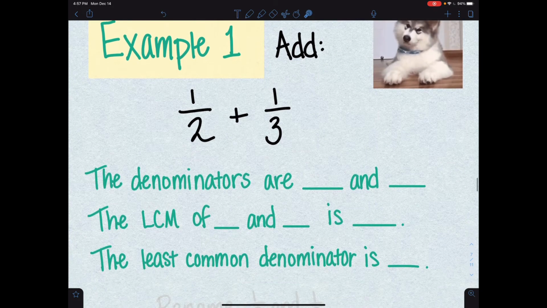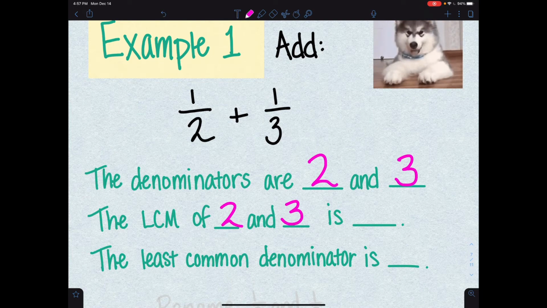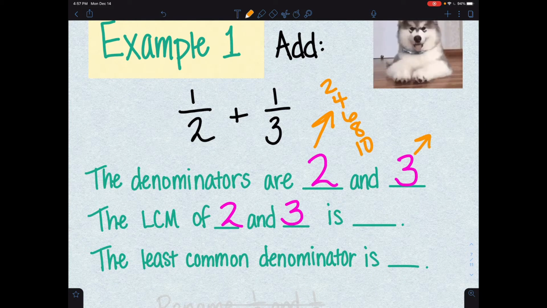All right, so this is what I want you to think to yourself when you see these problems. The denominators, so read down here with me, the denominators are 2 and 3. Now we're going to have to find the least common multiple. The least common multiple of 2 and 3 is something. Now, let's name the multiples of 2. The multiples of 2 are 2, 4, 6, 8, 10. What are the multiples of 3? These are the numbers you say when you count by threes: 3, 6, 9, 12.